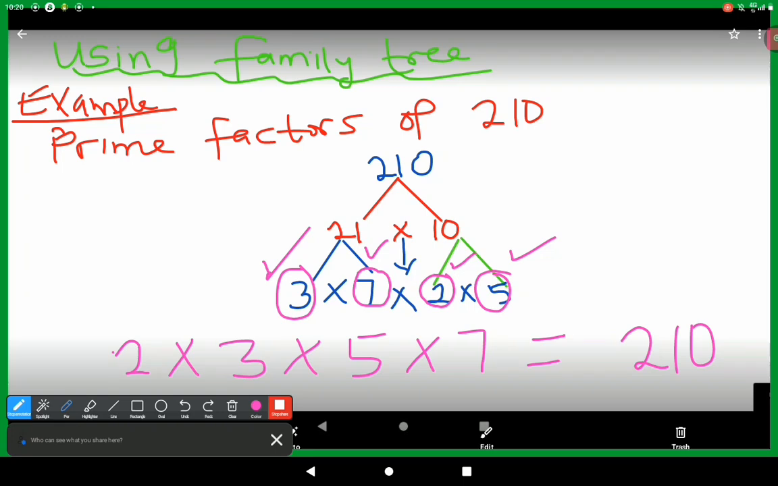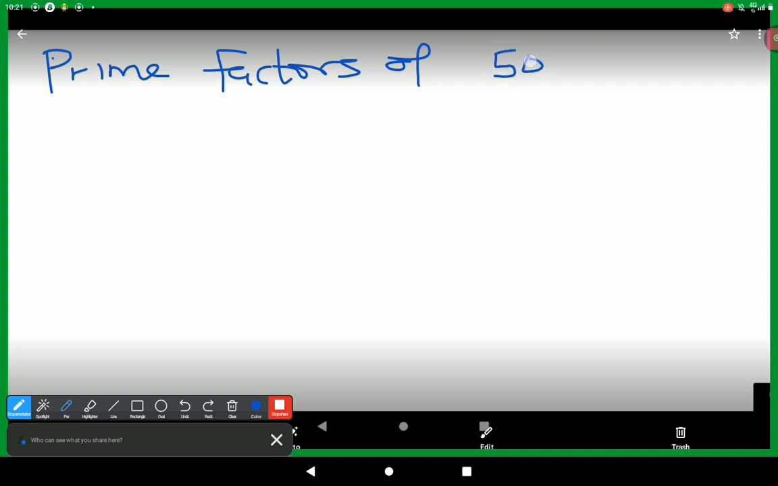Okay? Let me give you one more example. Prime factors of 500. Alright, use on the family tree the same method. I'll put my 500 on top like this. And think of two numbers you can multiply to get my 500. Two numbers to get 500. Okay? What comes to your mind?